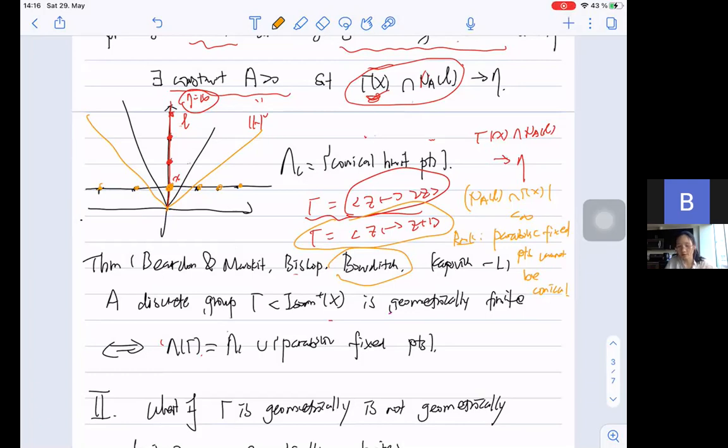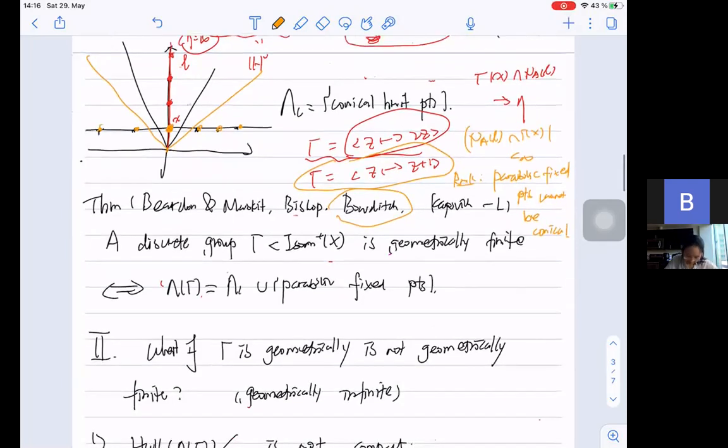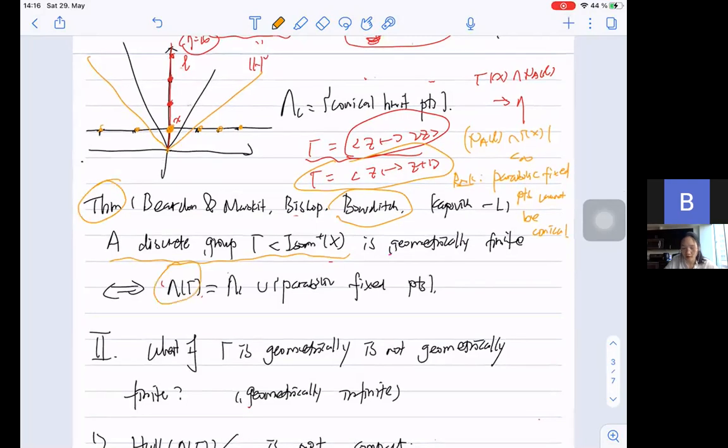We also generalized this definition by requiring bounded parabolic fixed points, replacing this by parabolic fixed points. So this, you can regard it as a theorem, but you can also regard it as an equivalent definition for geometrically finite list. It says that a discrete group gamma, which is a subgroup of orientation preserving isometries of the negatively pinched Hadamard manifold X, we say it's geometrically finite if and only if the limit set consists of 2 parts. One part is the conical limit points, and the rest of the points are parabolic fixed points.